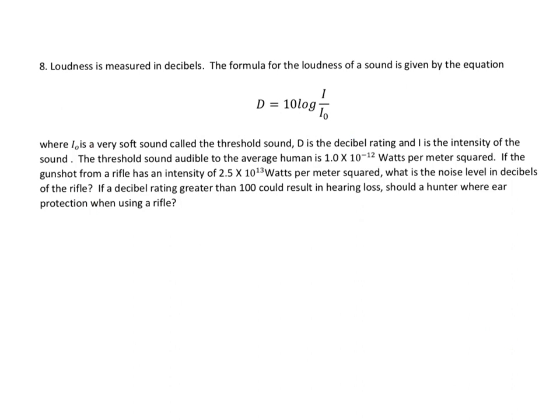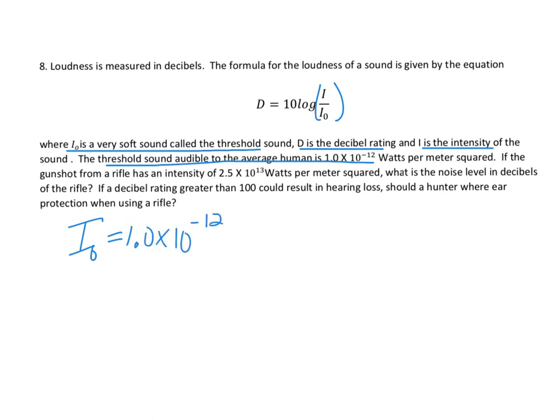All right, this question says loudness is measured in decibels. The formula below for loudness is given by this equation. This is 10 times log I divided by I0. They're telling you I0 is this very soft sound called the threshold sound. D is your decibel rating and I is the intensity of the sound. The threshold sound to an audible average human is 1 point whatever. So we know that I0 equals 1.0 times 10 to the negative 12th.